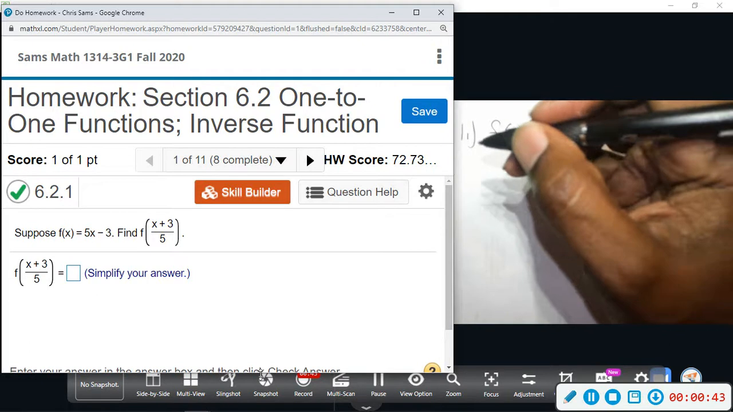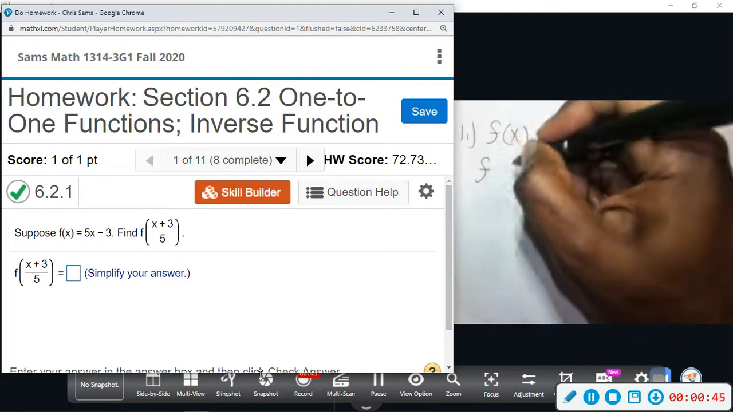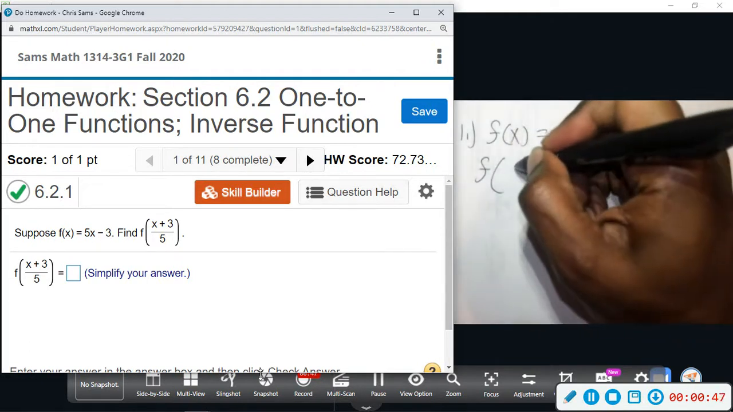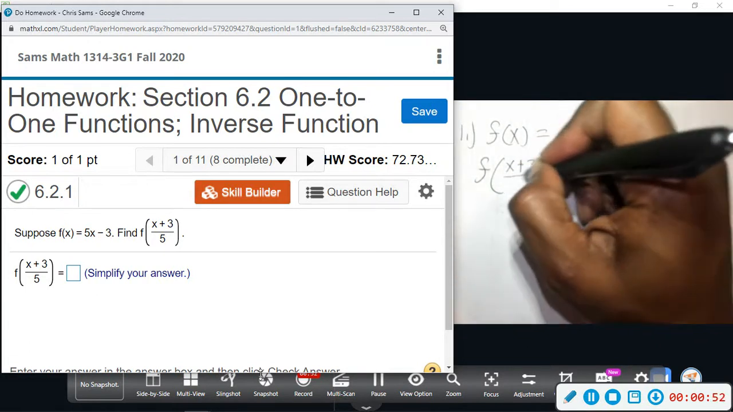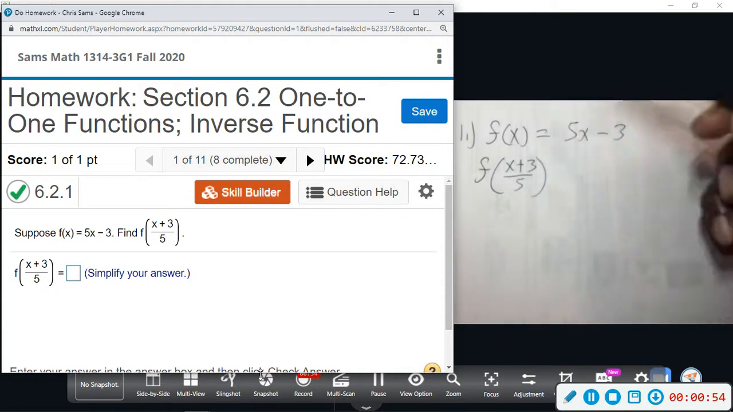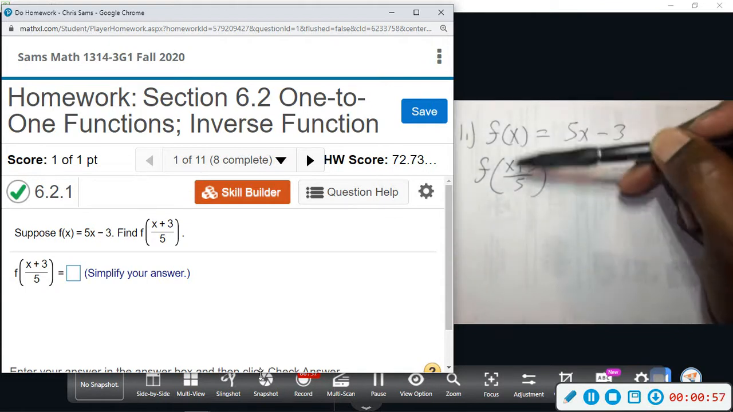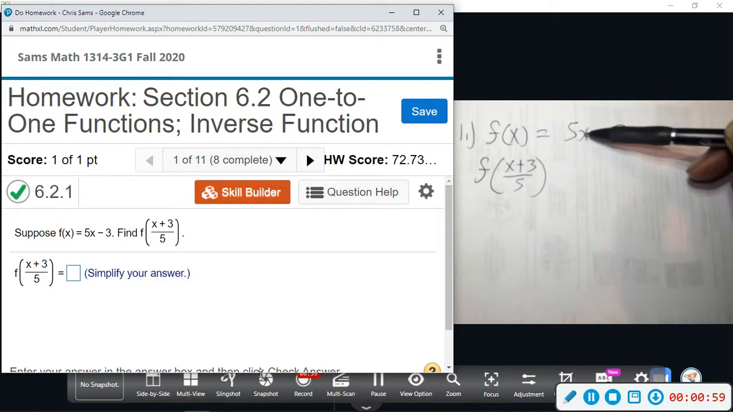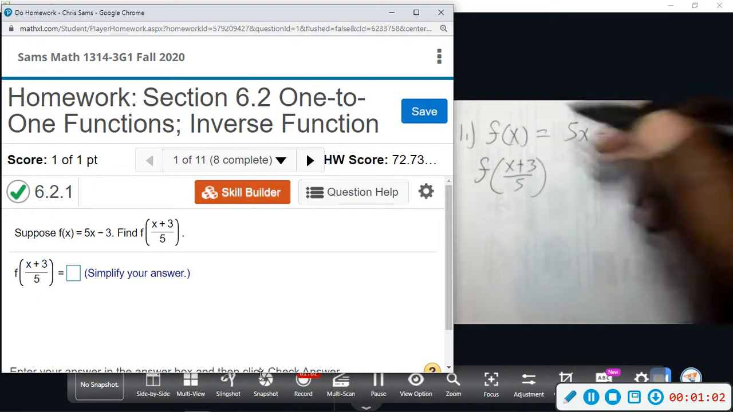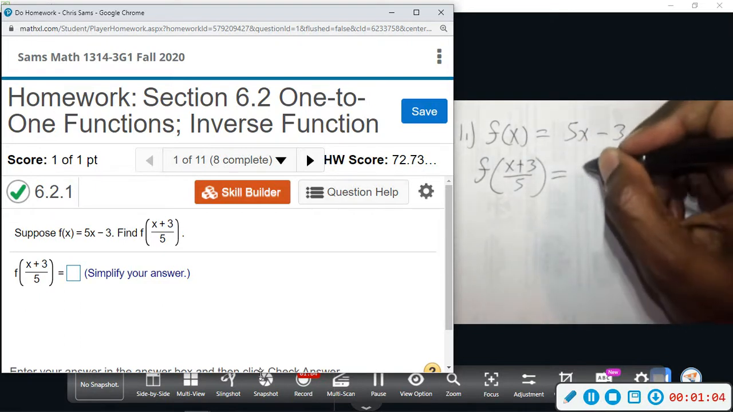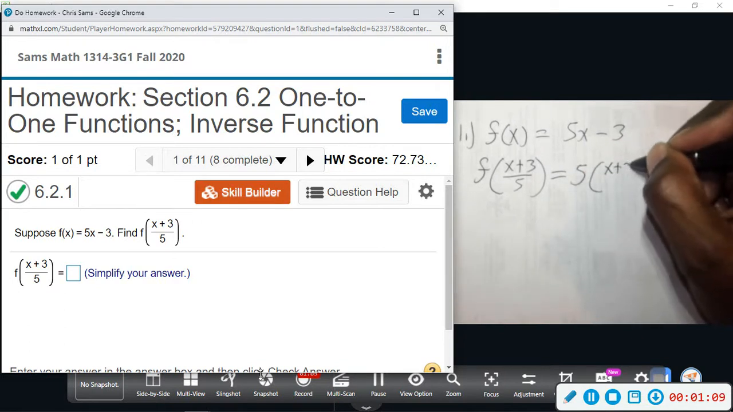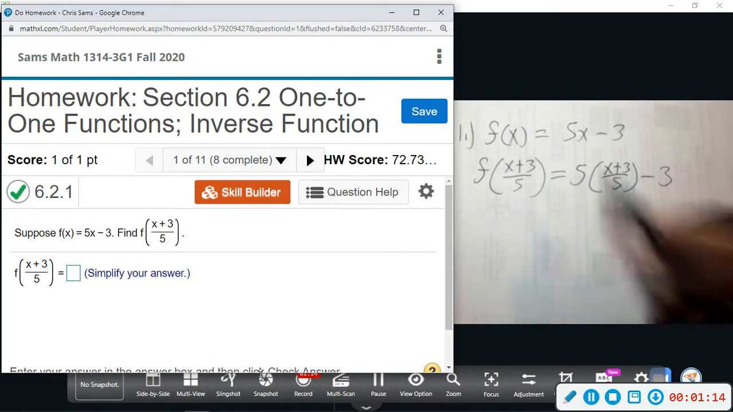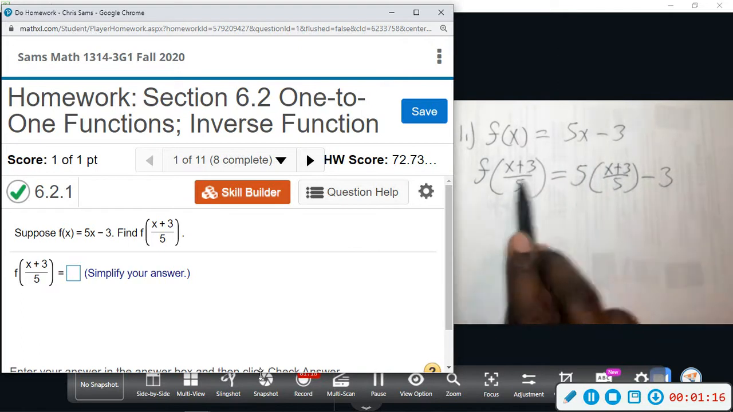We want to find f of x plus 3, divided by 5. If you look at the comparison, x is going to get replaced with this. So over here, this x is going to get replaced with this. So f of (x plus 3) over 5 is equal to 5 times, in the place of x, x plus 3 divided by 5, and then minus 3. So it's the same equation. We just replace x with whatever is here.